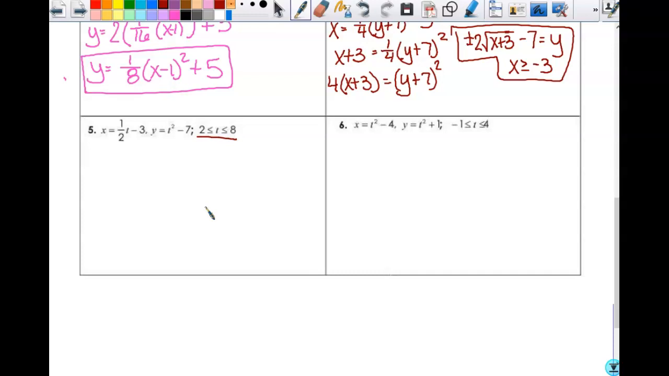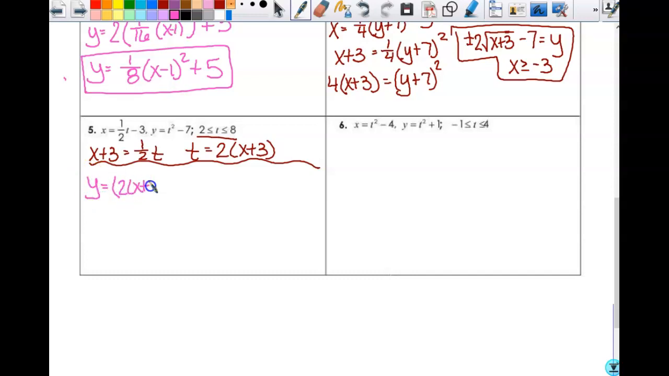So I'm going to solve this one for t. So I'll get x plus 3 equals 1/2 t. So t equals 2 times x plus 3. And even though that's easy, I would still just leave it like that. It'll make your life a little easier in the end. So then I substitute it into this one, and I'm going to get y equals 2 times (x plus 3) squared minus 7. So that gives me y equals 4 times (x plus 3) squared minus 7.